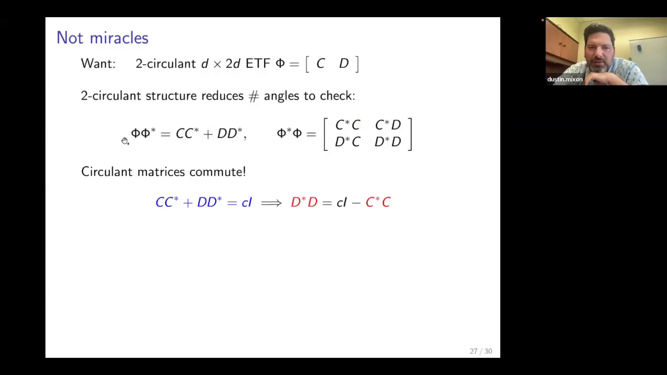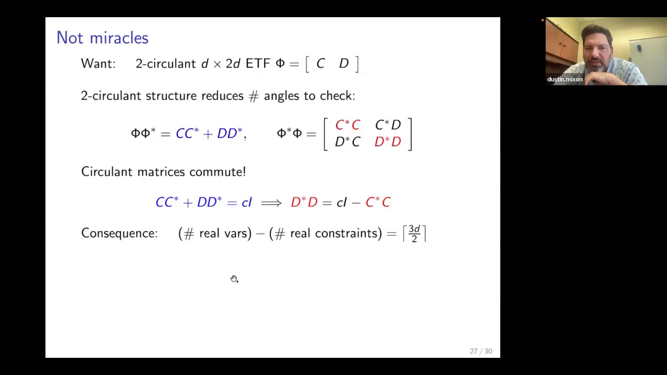So if I want phi to be a tight frame, that means I want CC star plus DD star to be a multiple of the identity. That's what this says in blue. But since these matrices commute, that's giving me a relation between C star C and D star D. That's this thing. So D star D, this block in this gray matrix right here, is determined completely by C star C. Okay, so I told you we had only a few things to check. We actually have even fewer things to check on account of this additional structure.